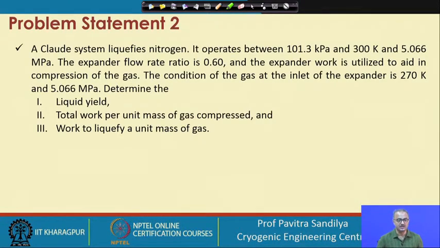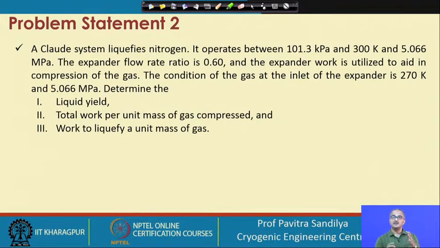Now we go to the second problem. In this problem we have a Claude system, which, if you recall, is based on an expansion engine. This Claude system is liquefying nitrogen, and it is operating between this particular pressure and temperature, with the higher pressure provided by the compressor. This is about 1 atmosphere and this is about 50 atmospheres, or 50 bar. The expander flow ratio is 0.6, and the expander work is utilized to aid in the compression of the gas. This is very important.